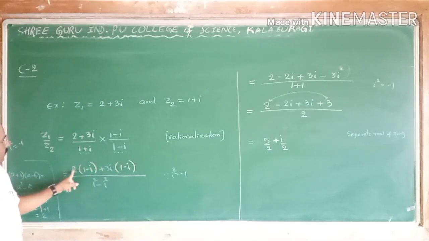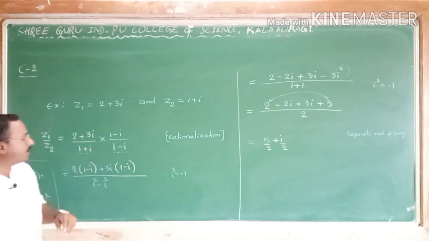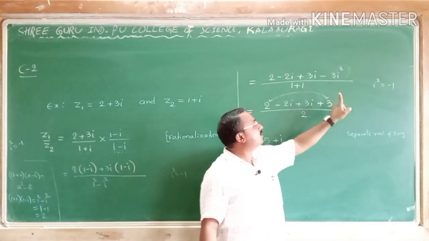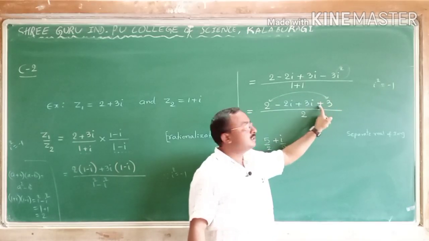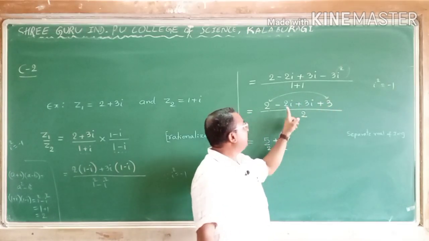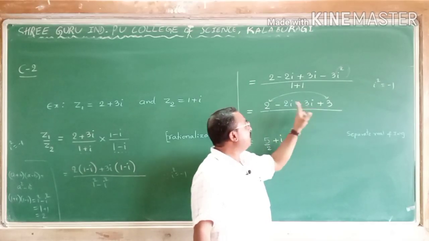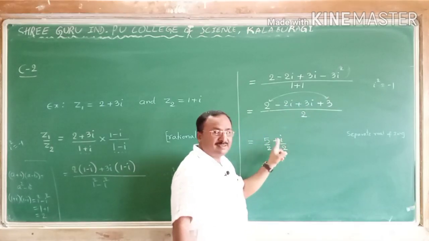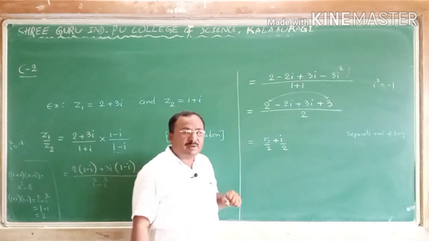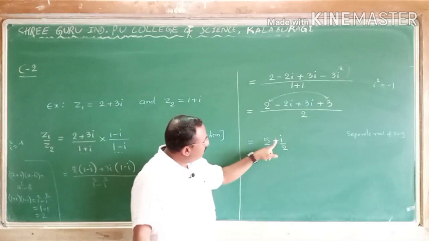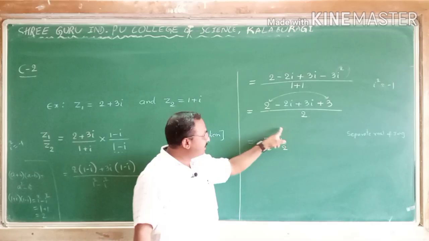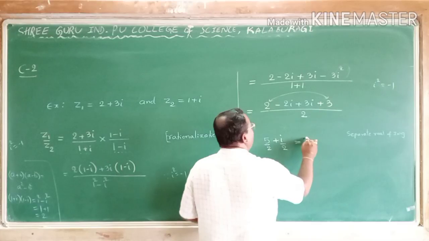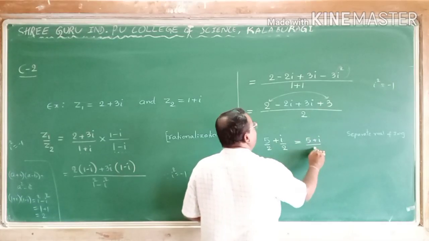Product of numerator: 2 into 1, 2; minus 2i plus 3i minus 3i square. Here the i square value is minus 1, minus minus plus. Real part one side, imaginary part one side. 3i minus 2i, total 1i. In this place, the real part is 5 by 2, the imaginary part is 1 by 2. This is the complete complex number. Both mean the same: 5 plus i divided by 2.